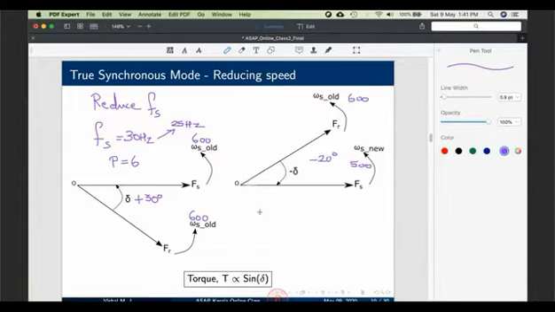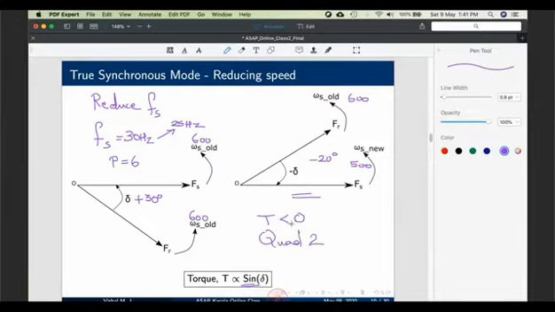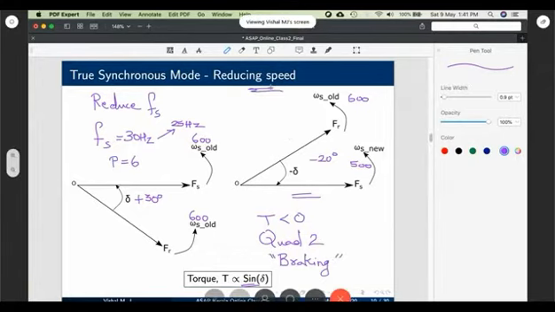What happens to the torque? Since torque is proportional to sine delta, sine minus delta is minus sine delta, so torque is negative now. In this mode, torque is negative. What do you mean by torque is negative? Operation is in quadrant 2, second quadrant operation. And what is the peculiarity of second quadrant? It is forward braking mode. If a machine undergoes braking, what happens? The speed will reduce, and that's what we want.